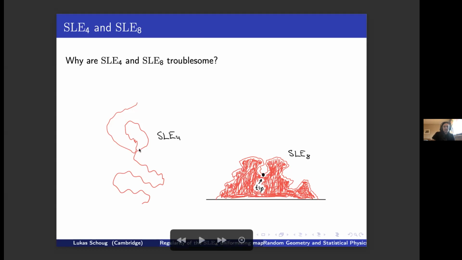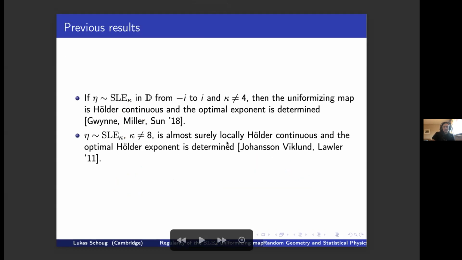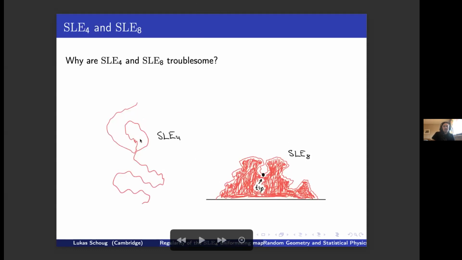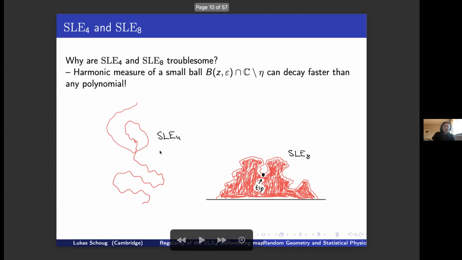And this causes a problem when analyzing it, because something which is nice, which you can see when you look at, for example, the Hölder continuity of SLE, is that whenever you take a small ball centered at any point in the SLE, the harmonic measure of that will decay as a power of epsilon. However, in the case of SLE4, this is not the case. The harmonic measure could decay way faster when sending epsilon to 0.